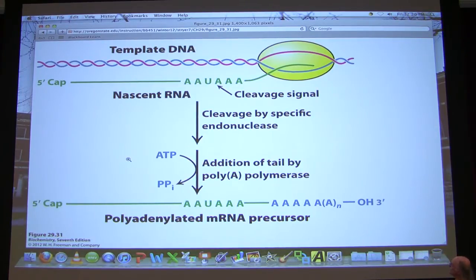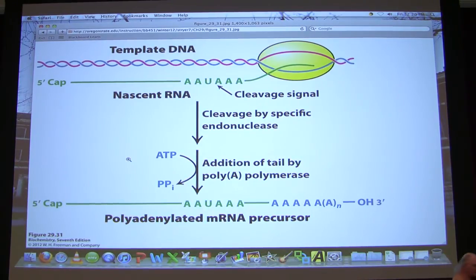Now this figure shows a little bit about how that process occurs. Here's the messenger RNA being made. The cap has already been put on. The cap gets put on pretty quickly, pretty early. It's gone along, and the polymerase has finished synthesizing this sequence AAUAAA. This AAUAAA is a signal to the proteins that put the poly-A on that, hey, we're about ready to put the poly-A on.